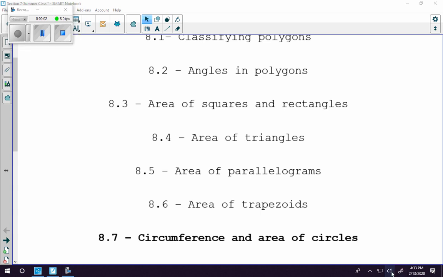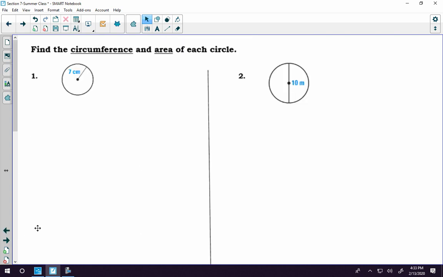Okay, guys, what we're going to be talking about today is circumference and area of circles, 8.7, Chapter 8, Section 7. So let's get right to discussing how to find the circumference and the area of each circle. Let's start with finding the area of the circle. Again, remember area, we're talking about finding the space inside of this two-dimensional figure.